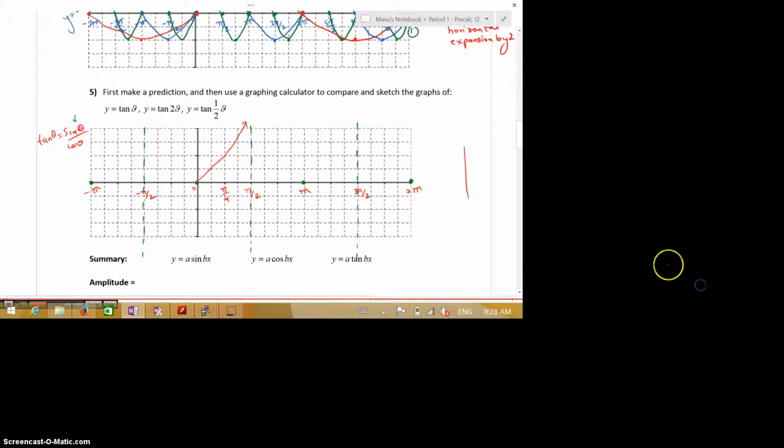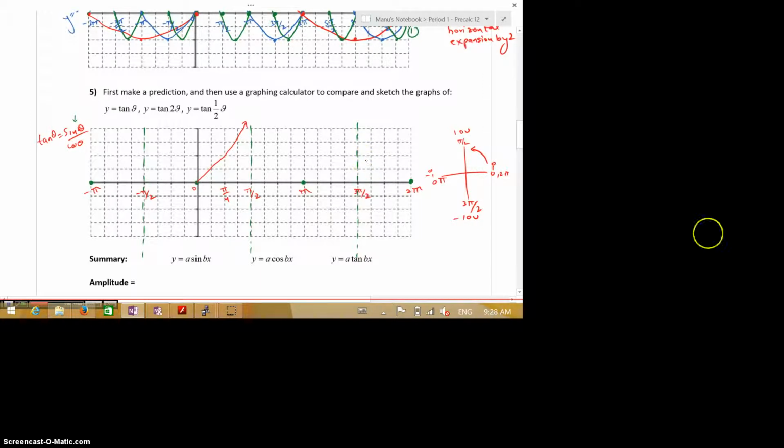Again, I can use a unit circle if I want to. This is 0, this is pi over 2, this is pi, 3 pi over 2. As I go from 0 to pi over 2, I go from 0 all the way to undefined. Right? The tangent goes from 0 to being undefined, positive undefined.